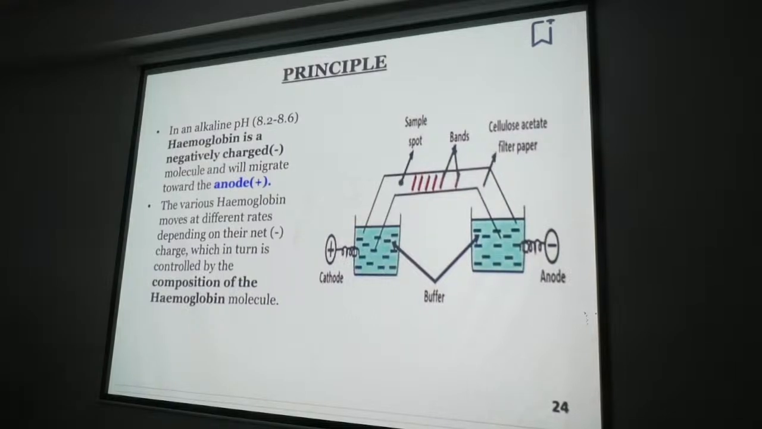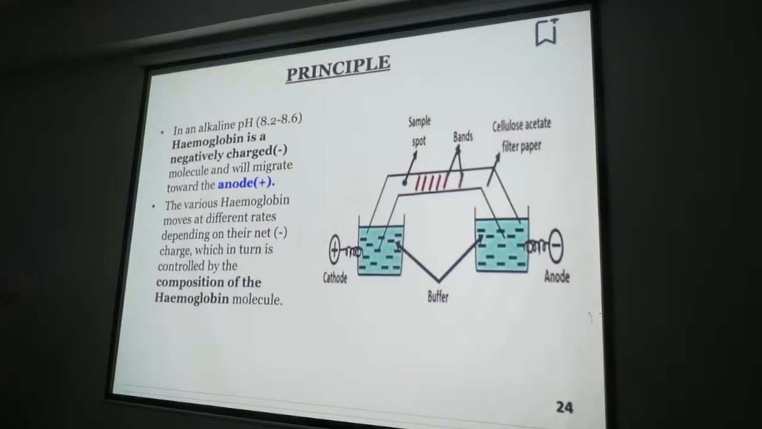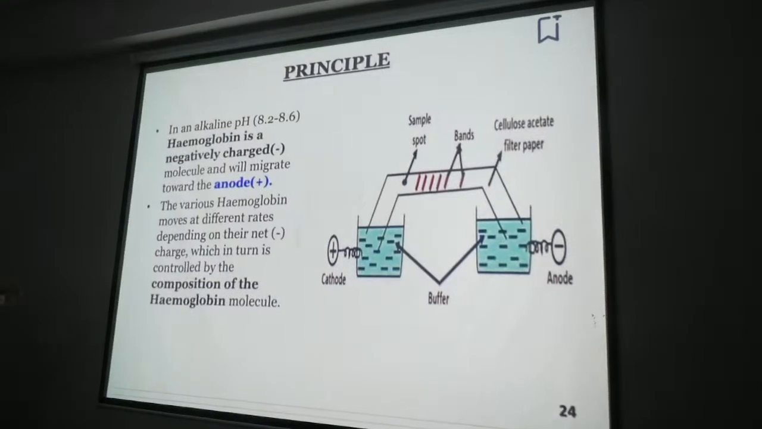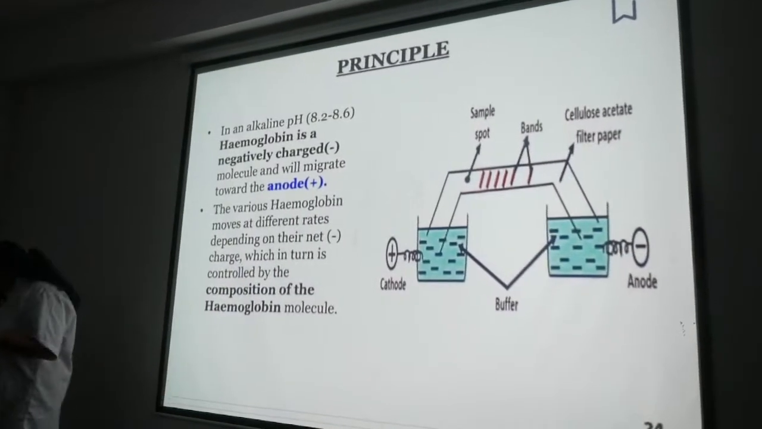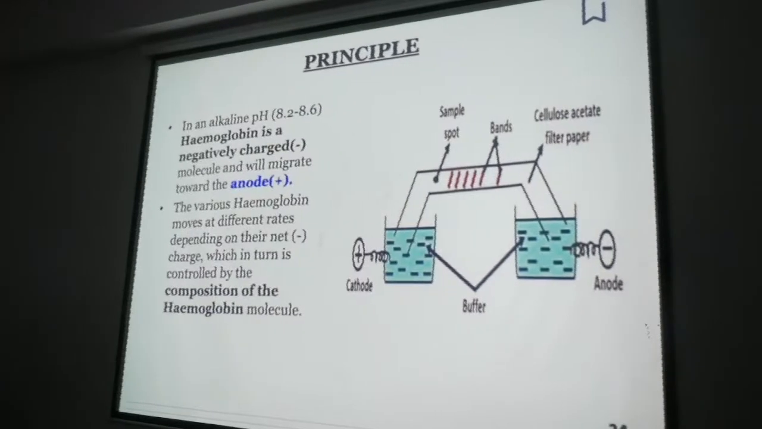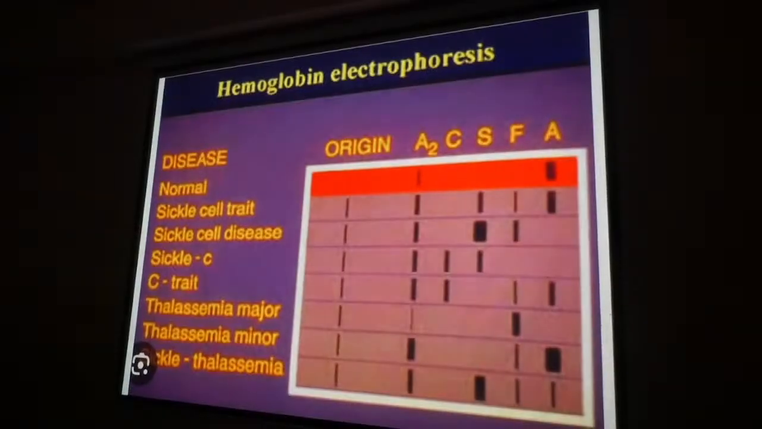In an alkaline pH, hemoglobin is negatively charged and the molecules will migrate towards the anode, and the various hemoglobins move at different rates depending upon their net negative charge, which in turn is controlled by the composition of the hemoglobin molecule. The process is the same. Here cellulose acetate is used, mainly for hemoglobin electrophoresis.